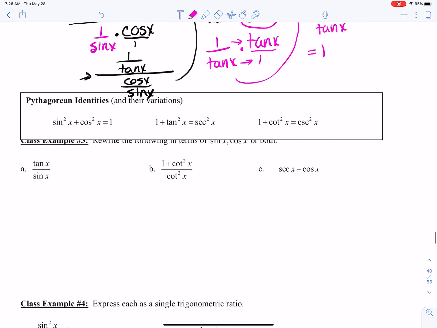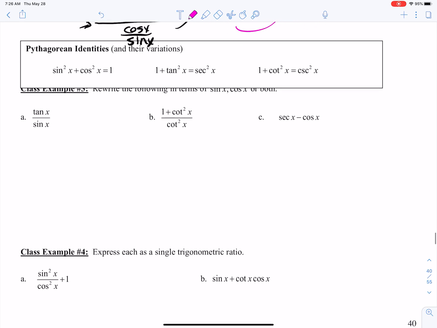One thing that's very important is that you have your formula sheet handy at all times, because all of these identities are on the formula sheet. So I'm going to give you a moment to get that, and I'm going to get a copy of it as well.